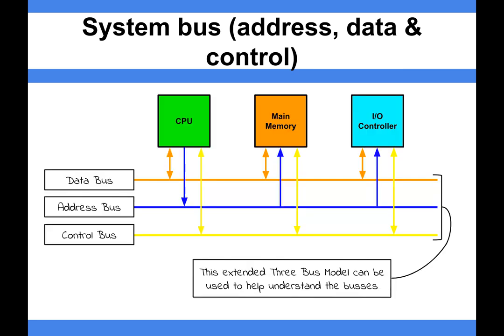If we look at a three-box model to help us understand how these work. In your three-box model, you've got your CPU, main memory, which is your ROM and your RAM, and your I/O controllers. Your I/O controller is any input-output device. So your secondary storage, your big hard drive, will be I/O. Your keyboard, mouse, monitors, printers, etc. are all I/O.